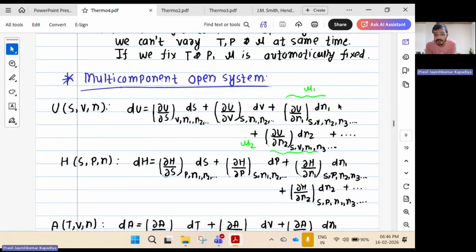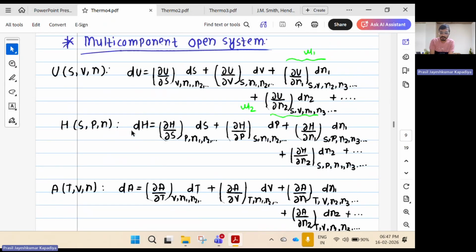So this is how I can write it down. Instead of del U by del N1, I can write it down as mu1 dN1 plus mu2 dN2 plus mu3 dN3, similar up to whatever number of components you have in your system.